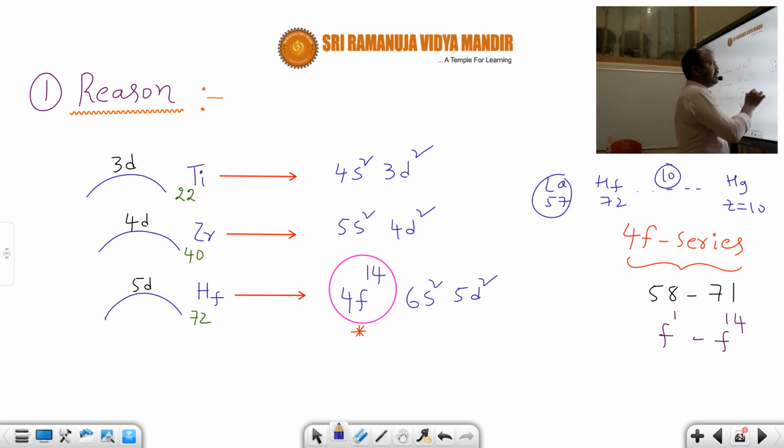Lanthanum has atomic number 57 and hafnium has atomic number 72. In between, how many elements are missing? 14 elements are missing. These 14 elements are called lanthanides.